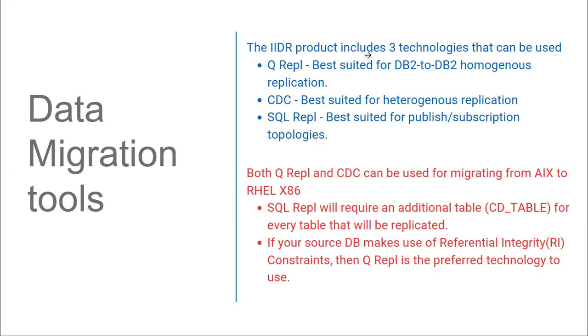One is Q replication, best suited for DB2 to DB2, homogeneous. Homogeneous meaning like system to like system. But CDC is best suited for heterogeneous. Heterogeneous meaning maybe the source is UDB and the target can be Oracle, or the source is SQL Server and the target can be UDB. So you can use it either way around.